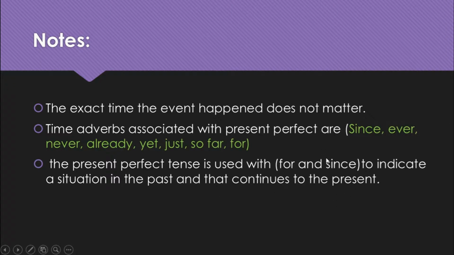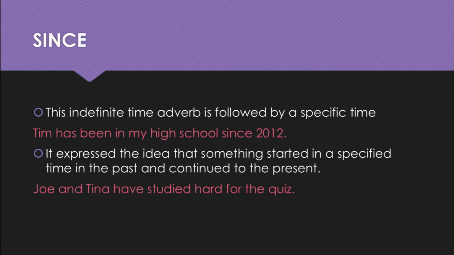So these two are the most common uses of present perfect, and you should be able to understand these two as I will explain them to you. Okay, so for and since, they indicate a situation in the past, but the situation has continued to the present, right? To the present. Let's start from since, right?